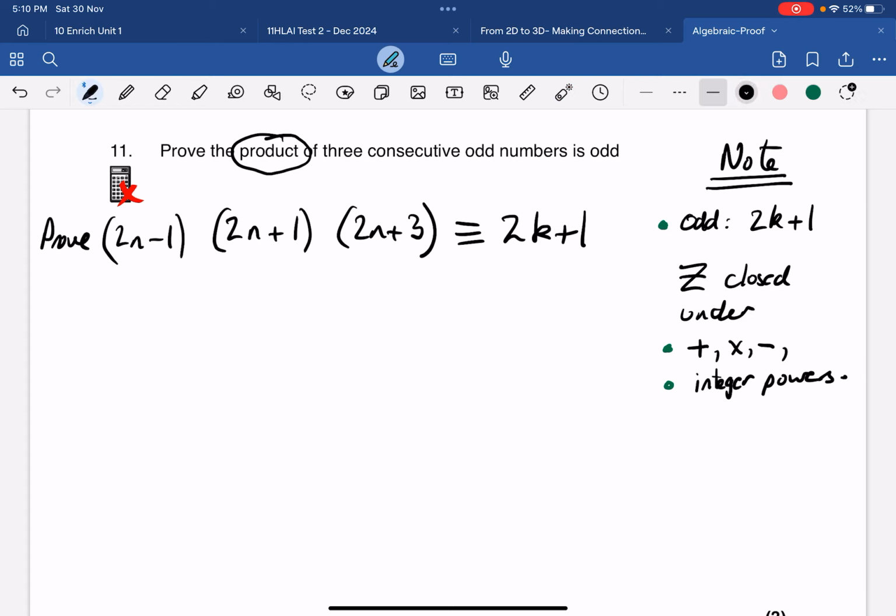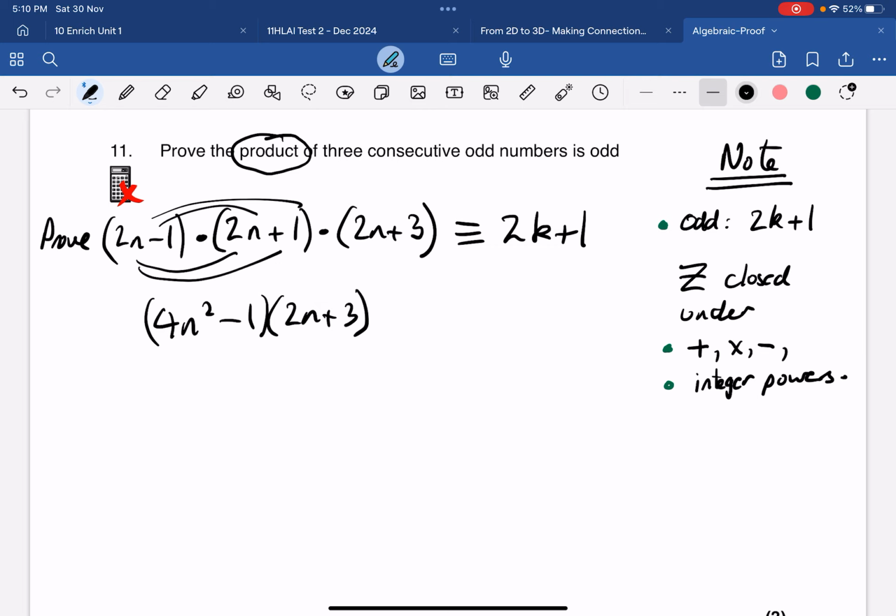The reason why I chose this little guy down here is that you should recognize the difference of two squares here. So this will be 4n squared minus 1. That maybe speeds up the multiplication a little bit. And I'm going to tell the reader I'm working on the left-hand side, and eventually I want to prove that that can be written as 2k plus 1. So let's go ahead and expand now. That's 8n cubed plus 12n squared minus 2n and then minus 3.